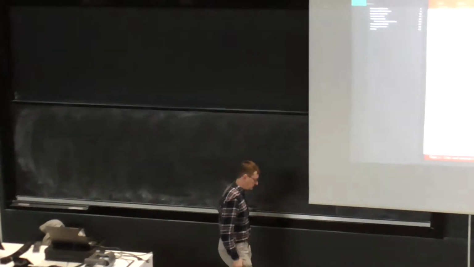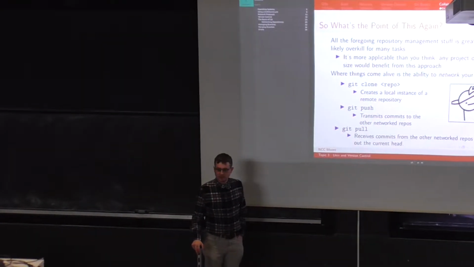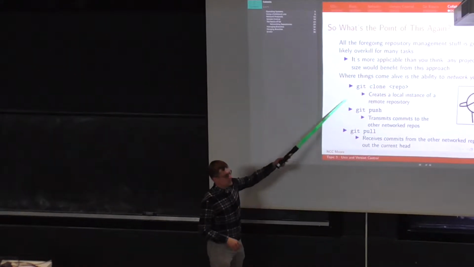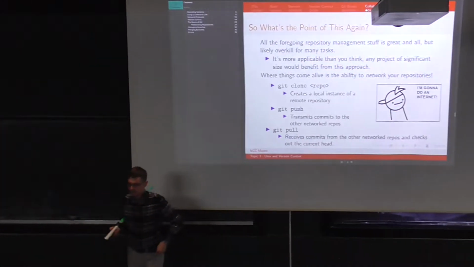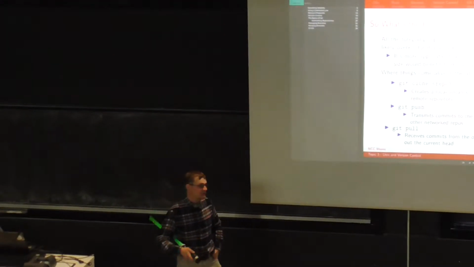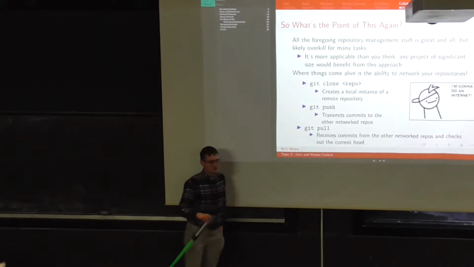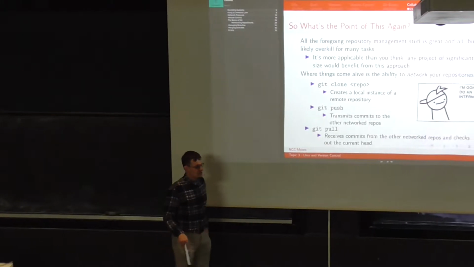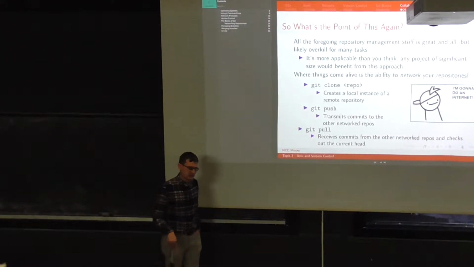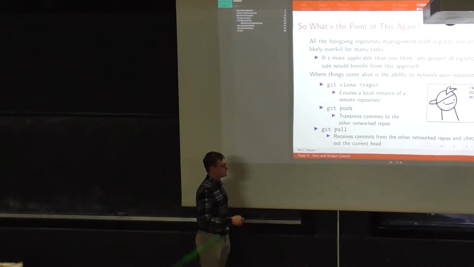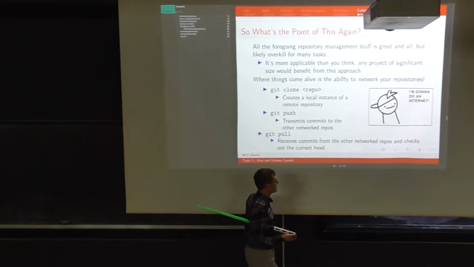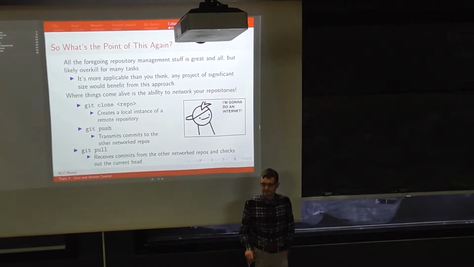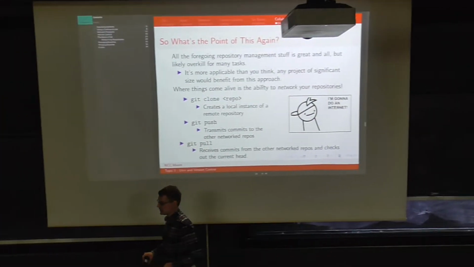So, to quickly recap, the general internet commands for Git, which allow you to interact with remote servers, are clone, which creates a local instance of a remote repository, push, which transmits your commits to the other networked computers, and git pull, which receives commits from the other network repos and checks out the current head. Make sense? Good? Hopefully.